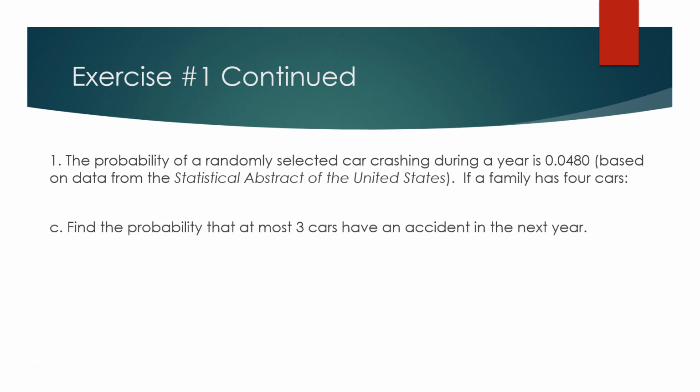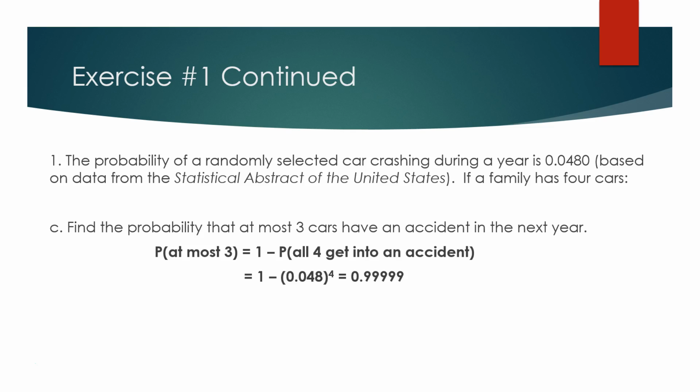Find the probability that at most 3 cars have an accident in the next year. So the probability of at most 3 is the same as 1 minus the probability of all 4, because these 2 together are all the possible outcomes. So this is 0, 1, 2, and 3, and this is all 4. So we're going to make all 4 of these get into an accident, so that will be 0.048 to the 4th, and then we want to do 1 minus that.